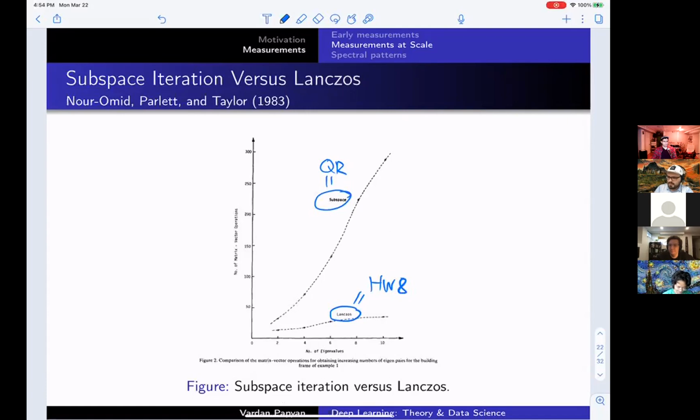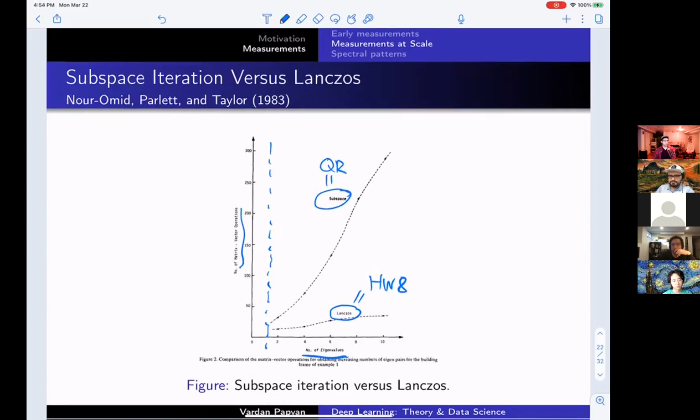So essentially the power method would be somewhere here, because you see, this is the number of eigenvalues and this is the number of matrix vector multiplications. So the power method is only capable of estimating one eigenvalue, right? So it would be only on this line. And so the takeaway from this measurement is that Lanczos is good. Subspace iteration is bad.